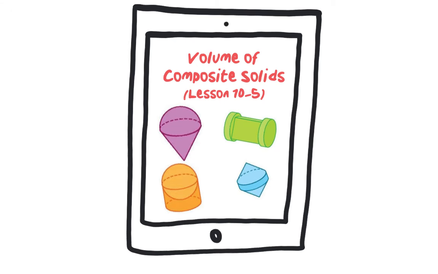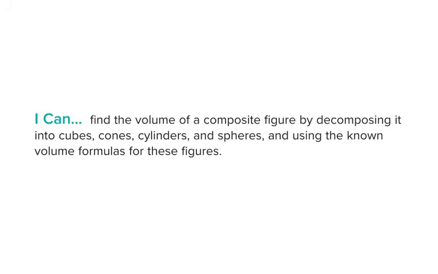Hey guys, it's Mrs. Shefchuk, and today we're going to take a look at how we can find the volume of composite solids. Part of that process is going to be taking the figure and decomposing it into shapes that we already know. Shapes like cubes, cones, cylinders, spheres, and then we use our known volume formulas in order to find the volume of this composite figure.